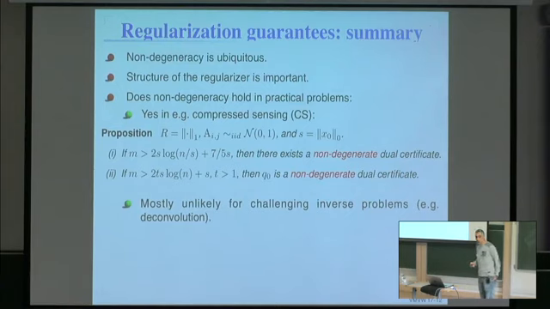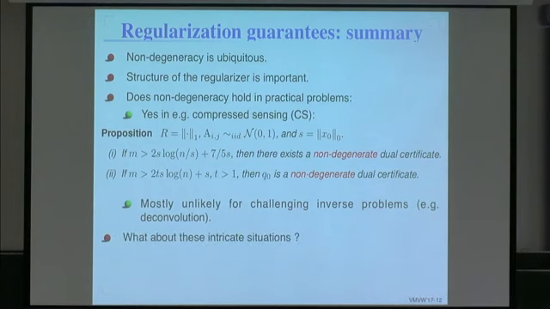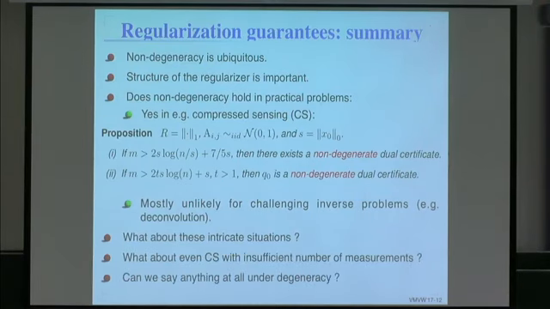The other thing is that this is most unlikely to be true. The relative interiority assumptions are unlikely to be true for challenging inverse problems: deconvolution, reconstruction in very complicated tomography problems, etc. The operator is so nasty that you cannot ensure that this is true. Okay? So what about these intricate situations? Can we really ensure anything at all under degeneracy, if we don't have this non-degeneracy? And this is what we try to answer in this work.